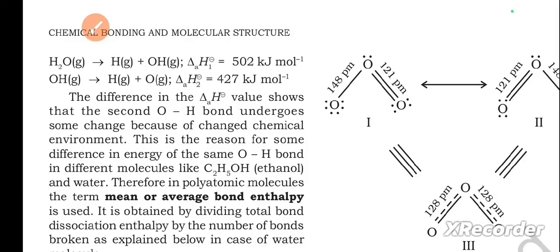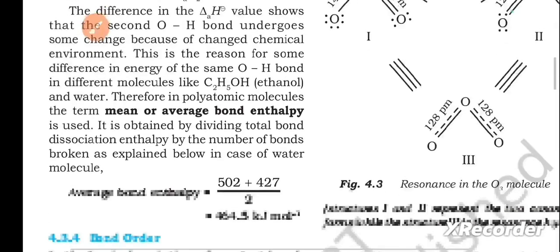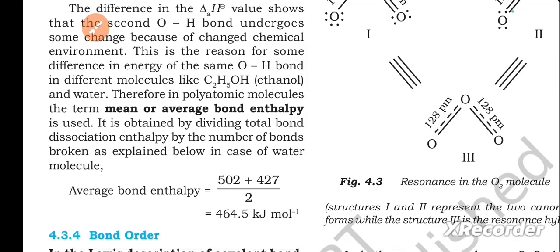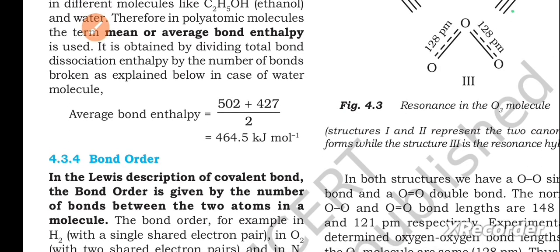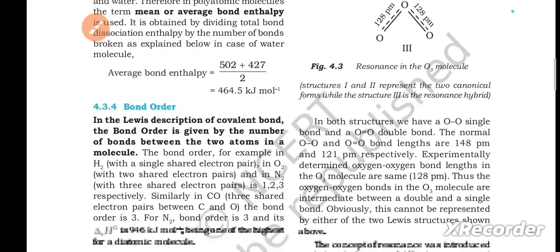This is the reason for some difference in energy of the same O-H bond in different molecules like C2H5OH, ethanol, and water. Therefore, for polyatomic molecules the term mean or average bond enthalpy is used. It is obtained by dividing total bond dissociation enthalpy by the number of bonds broken, as explained below in the case of the water molecule. So average bond enthalpy equals 502 plus 427 divided by 2, equals 464.5 kilojoules per mole. Next is bond order.